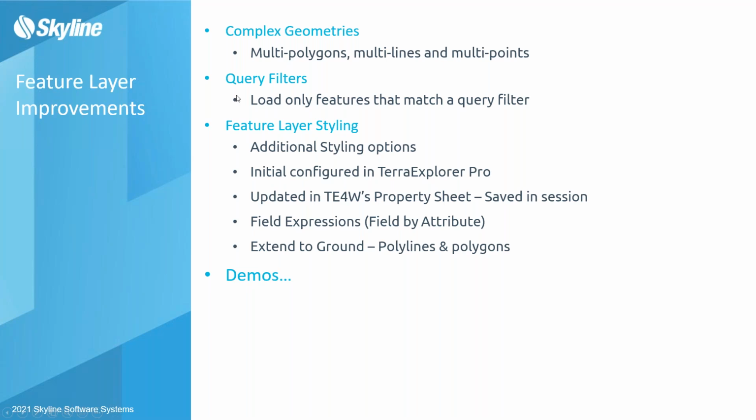We allow a query filter over here. So you can say I have a feature layer that has a lot of information, but I only want to load the roads of type highway. And that's done as a filter. Even though the layer has all the information, only the features that match the query will be added to the scene.